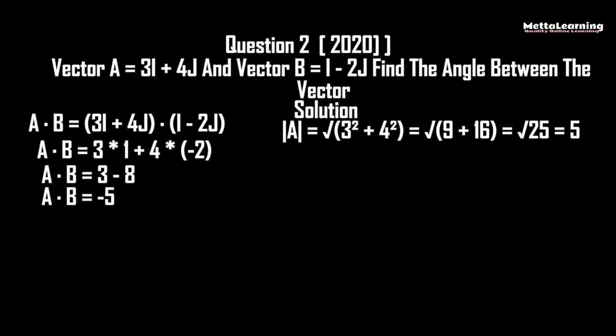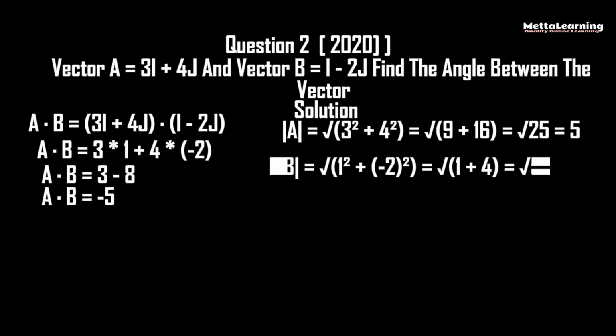Now let's find the magnitude of B. To get the magnitude of B, we have the magnitude of B is equal to the square root of i squared plus j squared. What is the i of the vector B? That's 1. And what is the j of the vector B? That is minus 2. So we have 1 squared plus, into bracket, minus 2 all squared, all in a square root. And when we do the mathematics, we'll be having the square root of 1 plus 4, because minus 2 times minus 2 will give us plus 4. Now, when we add the numbers together, 1 plus 4, that will be the square root of 5.